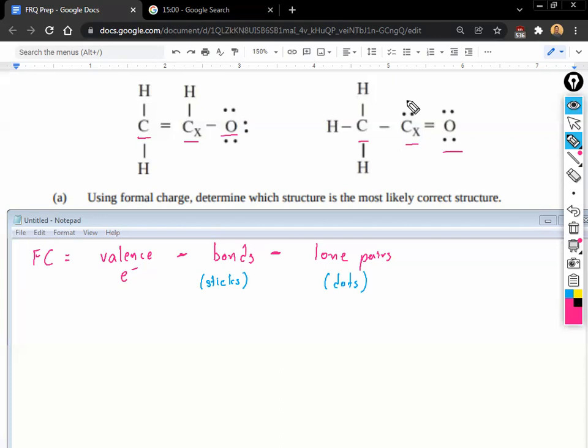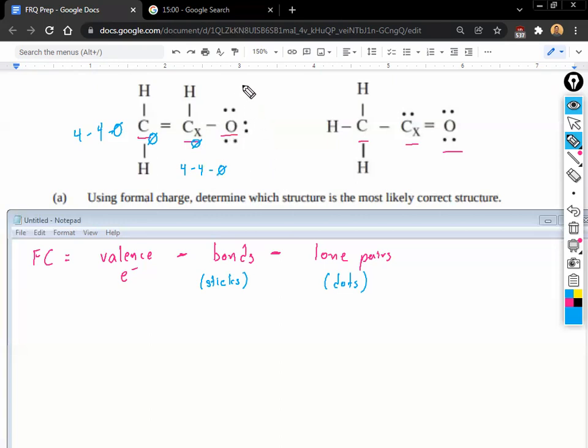All right, let's start going over it. If you're finishing up, feel free to finish up. But if you know how to do formal charge for one of them, you should be good with the other ones too. If we take a look at the structure on the left, let's do formal charge for that carbon. Carbon has 4 valence electrons. It has 1, 2, 3, 4 sticks, 4 bonds, so it's going to be minus 4, and then no lone pairs. So this carbon is going to have a formal charge of 0. Same thing with this carbon, 4 valence electrons, minus 4 sticks, minus 0 dots. So it's going to have a formal charge of 0.